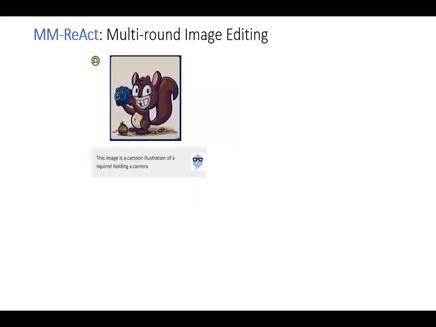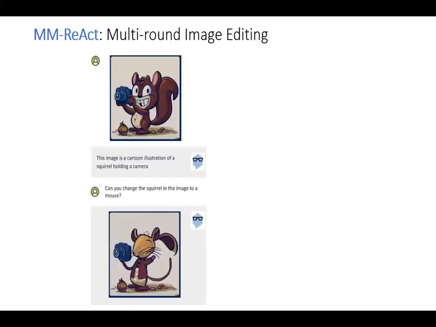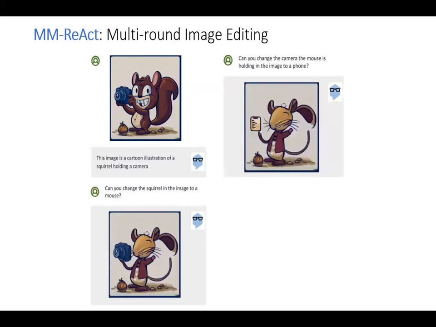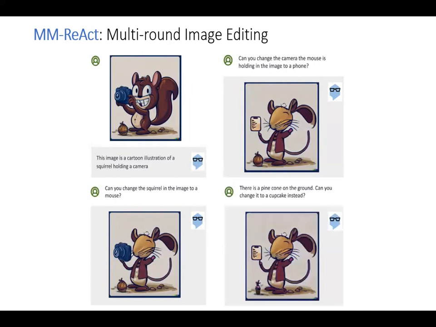And the second scenario is for multi-round image editing. When equipped with image editing tools, MM-ReAct can enable dialogue-based image editing. Here we borrow the image of a squirrel holding a camera shown in the GPT-4 demo. We added one object in the image at a time. The edited images show a desired change from the previous input images while keeping the remaining part intact.